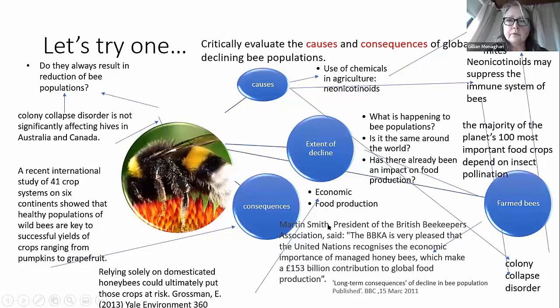Plus, Martin Smith, he is the president of the British Beekeepers Association. Perhaps he has some vested interest in managed bees. There might be some bias as to his opinion, and I'd need to get a more rounded understanding of that whole issue. But I'm starting to see ideas, relationships between ideas, and I'm also starting to see where I need to do more reading.